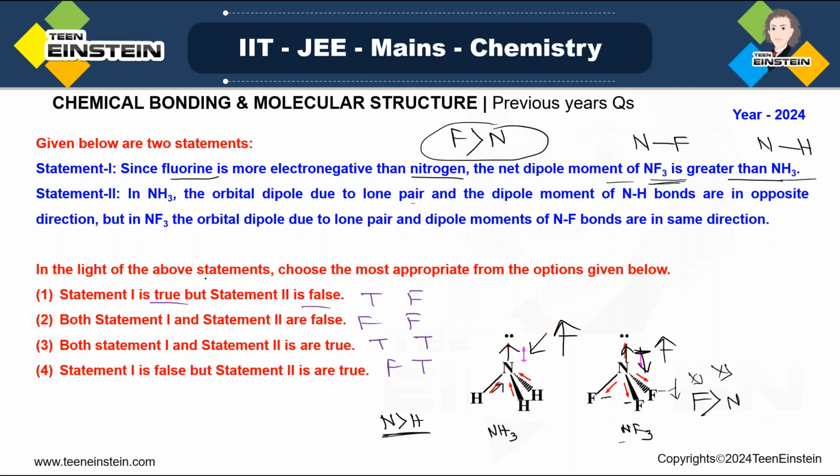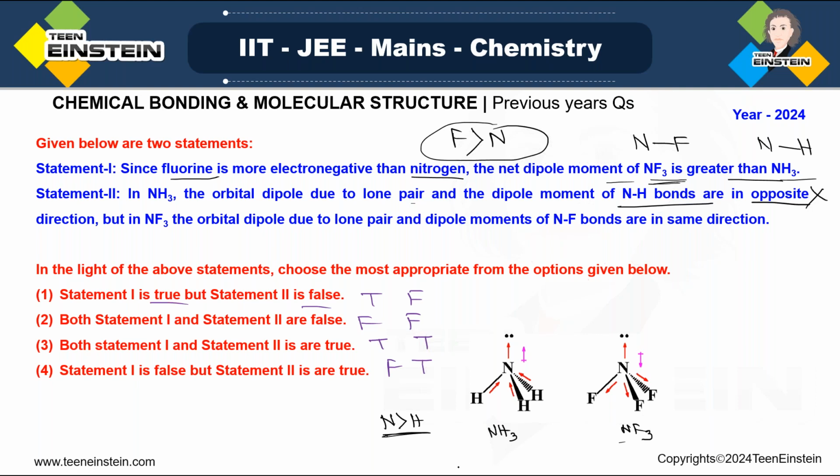Is it correct? It is saying that in ammonia, orbital dipole due to lone pair and the dipole moment for NH bonds are in opposite direction. No, they are not in opposite direction, that we have already seen. Let me resolve. So here, look at the molecule NH3. All the directions are towards the same side. Just consider the red arrows.